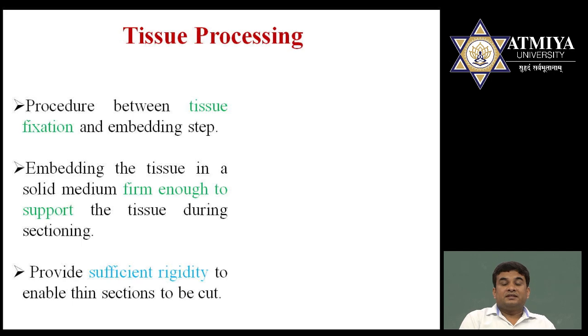So tissue processing is actually a procedure between the tissue fixation and the embedding steps. And I already said the main aim of tissue processing is to embed the tissue in a solid medium that provides rigidity to the samples. Then it can be cut easily using the microtome, right?